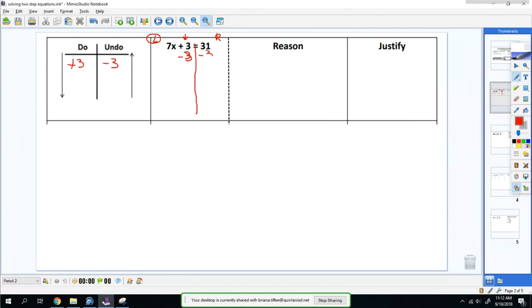from both sides. The reason why you undo it is so that it cancels out. So this number no longer exists. So now what you do is you just bring down your 7x because you didn't touch it. There's nothing attached to it anymore, so that's just 7x. And you do 31 minus 3, which is 28.